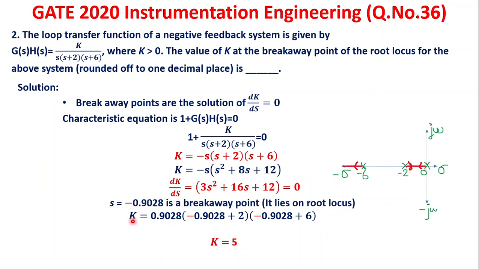So k value we discussed. So this is the expression for k. Substitute s is equal to minus 0.9028 in this k expression. Then we will get k as 5.04 something. So we can approximate that to 1 decimal place as k equal to 5. So let us move on to the next problem.